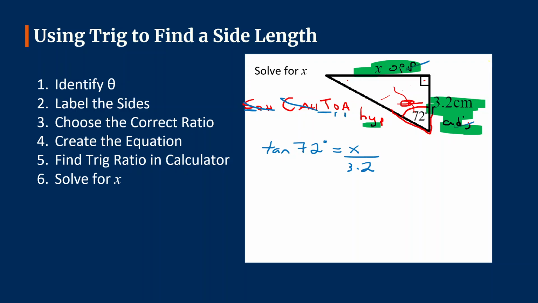Now I'm going to use my calculator to figure out what tan 72 is. So when I type that in, I get 3.0777. I'm going to put it over 1 because that's my job. Calculator's got the hard job there.